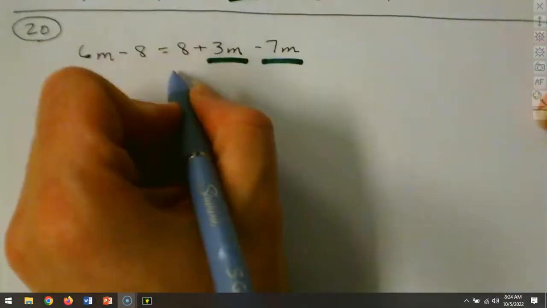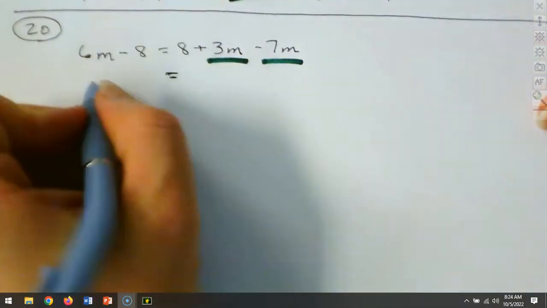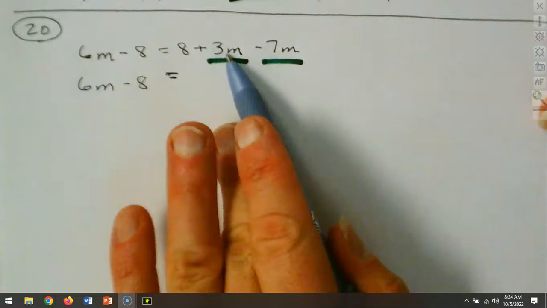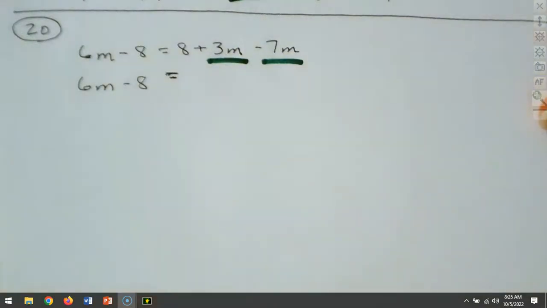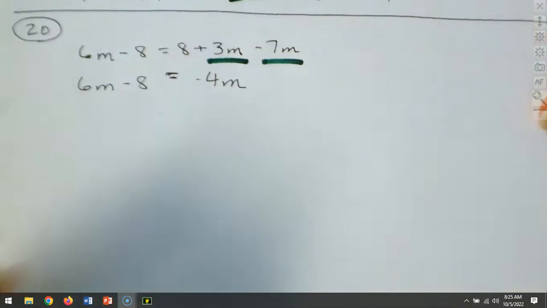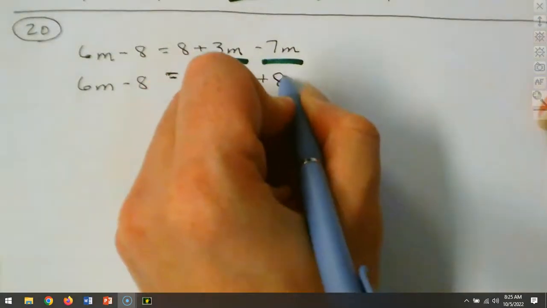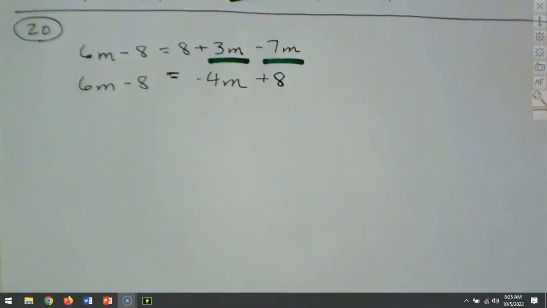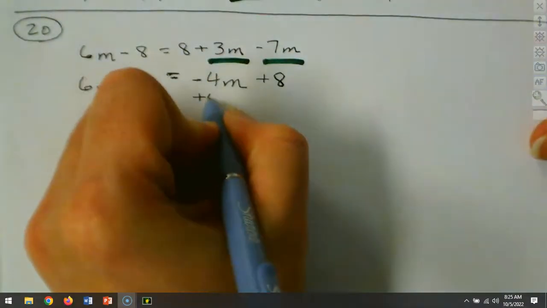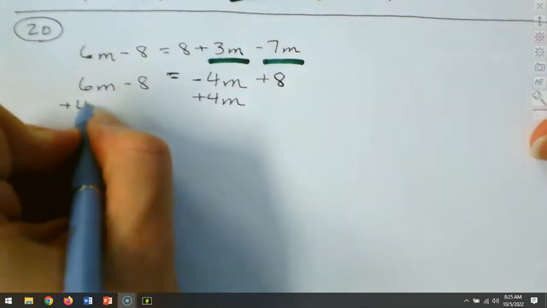When I write them, I usually write the variable first. So we've got 6m minus 8 on the left. That stays untouched. What about the right? 3m minus 7m. Is that a positive or a negative 4m? Negative. Okay, be very careful with the signs there. So it's a minus 4m. And then we've got a plus 8. Okay, what's next? I like to move the variables. So what should I do next? Okay, add that 4m, right? Okay, that's going to take care of that.